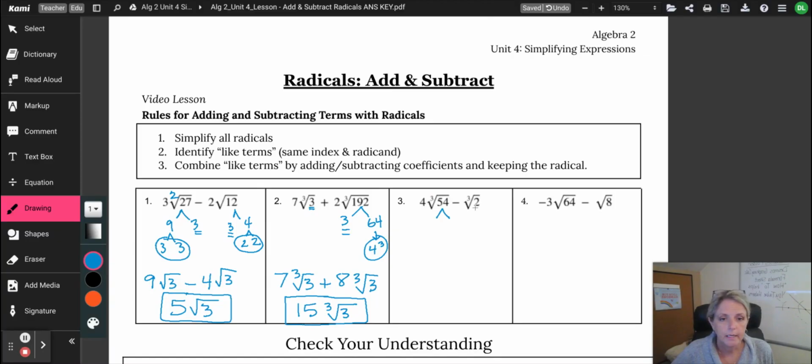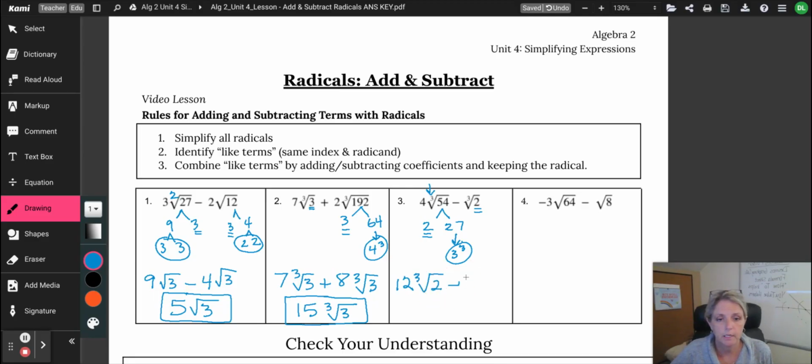Okay. Number 3, we have the cubed root of 54. I know that I'm going to need the cubed root of 2 in order to combine these. So I can see 54 is even, so I can divide by 2. This is going to be 27. And I know that 27 is 3 times 3 times 3, or 3 to the third power. So I can pull that cubed root out. 3 times 4 is 12.